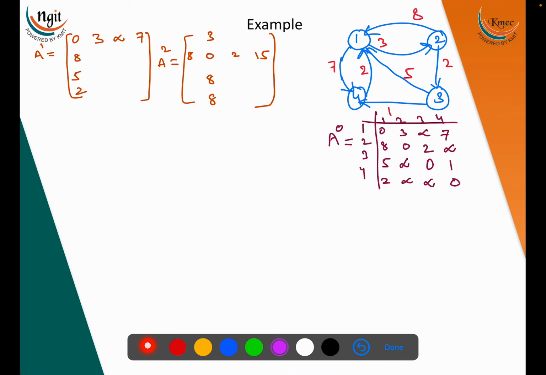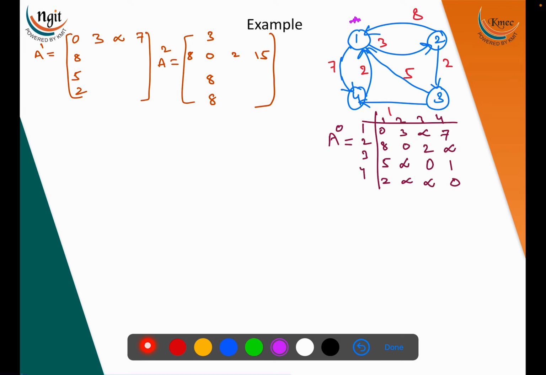So this is our example. I have taken this example from the prescribed textbook from OU, that is Fundamentals of Computer Algorithms, written by Horowitz, Sahni, Rajasekaran. This is the prescribed textbook for us. I have taken this example from that textbook.